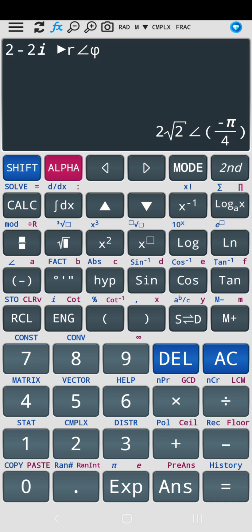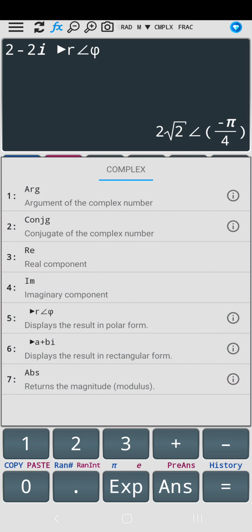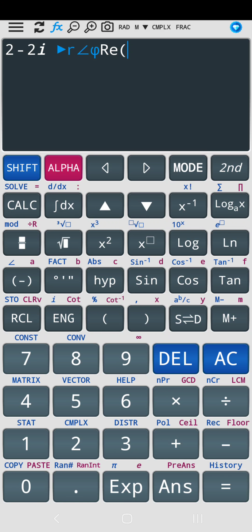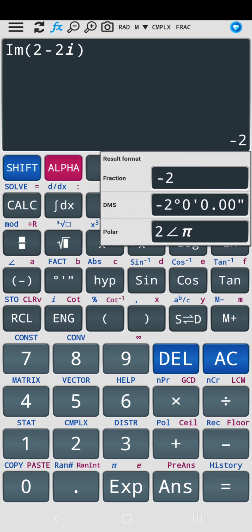So suppose I want the real component of this. Let me delete this. Real value of 2 minus 2i. What will I get? 2 is the real value. Suppose I want the imaginary value. I will press this imaginary and get a bracket like this. So imaginary of 2 minus 2i, what do I get? I'll get minus 2, because minus 2 is the imaginary part.